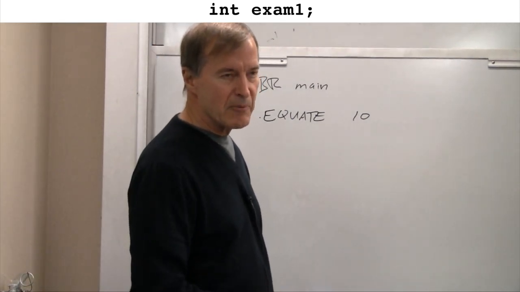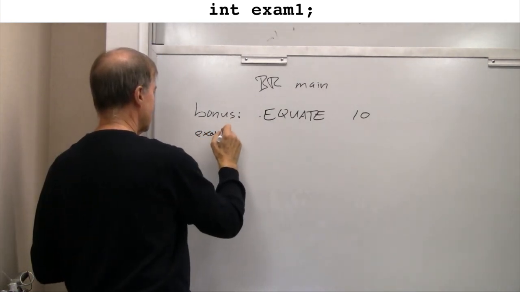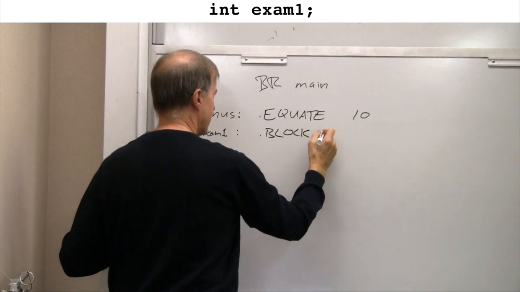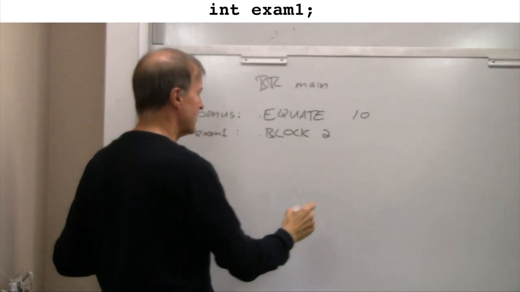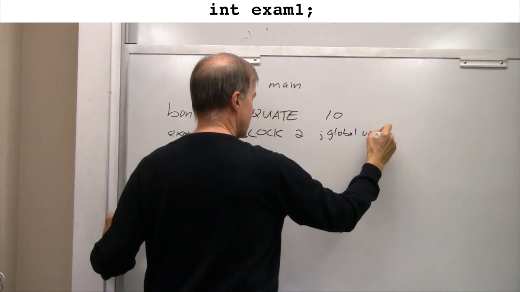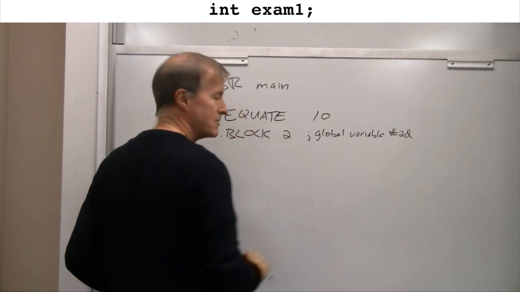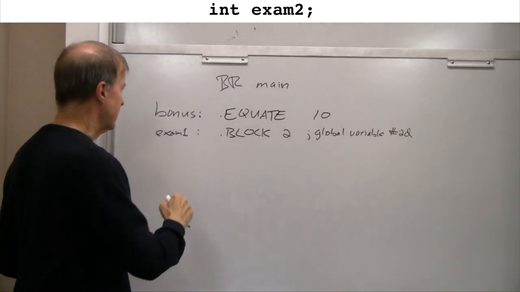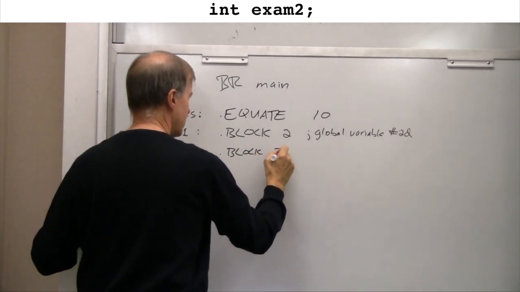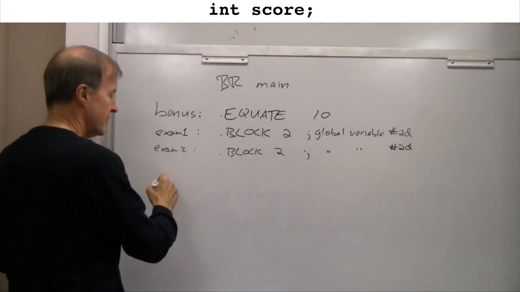Now what about int exam 1? The symbol is going to be exam 1, and then it should be dot block. Dot block, how many? 2, because it's an integer and it's 2 bytes for an integer. And do you remember how we annotated this? Pound 2d, because it's a 2-byte decimal. Okay, next. Exam 2. Dot block 2. Good. Next. Score.